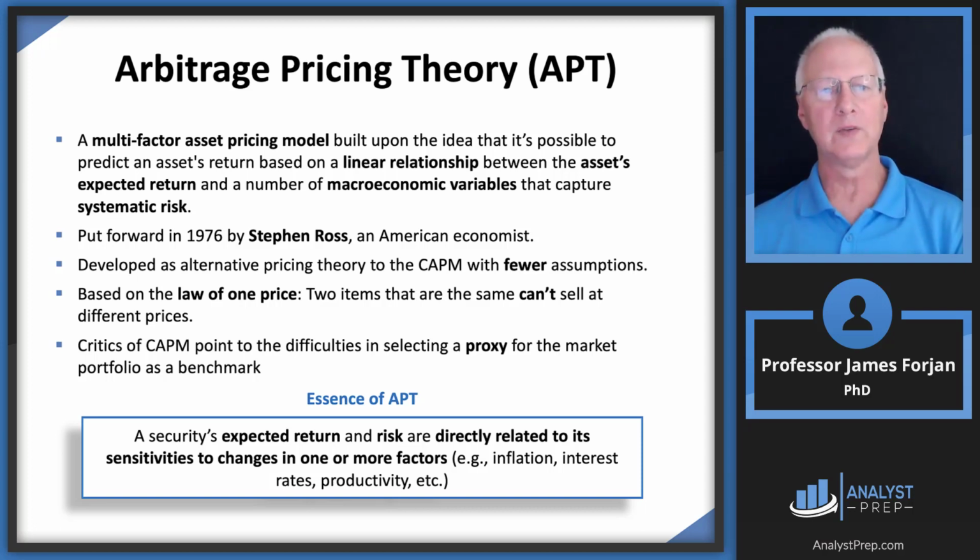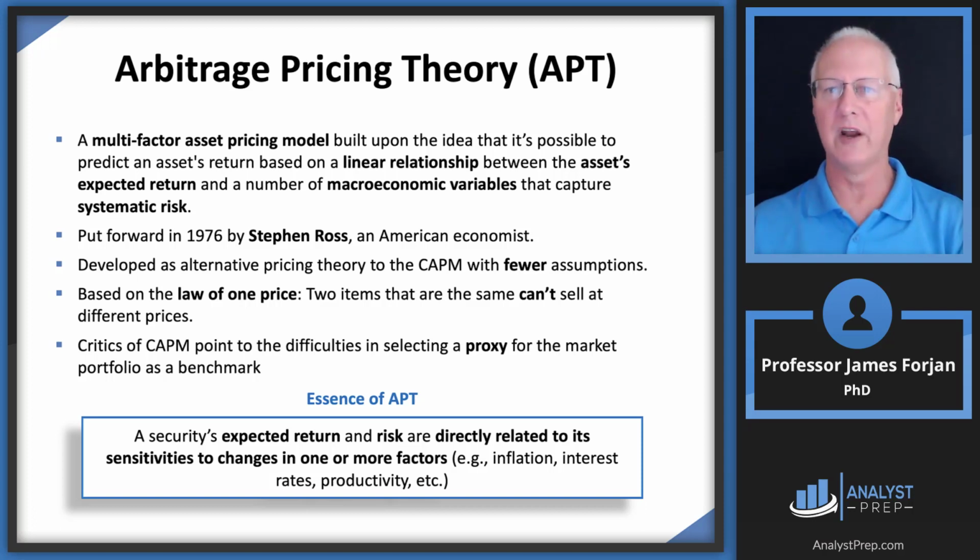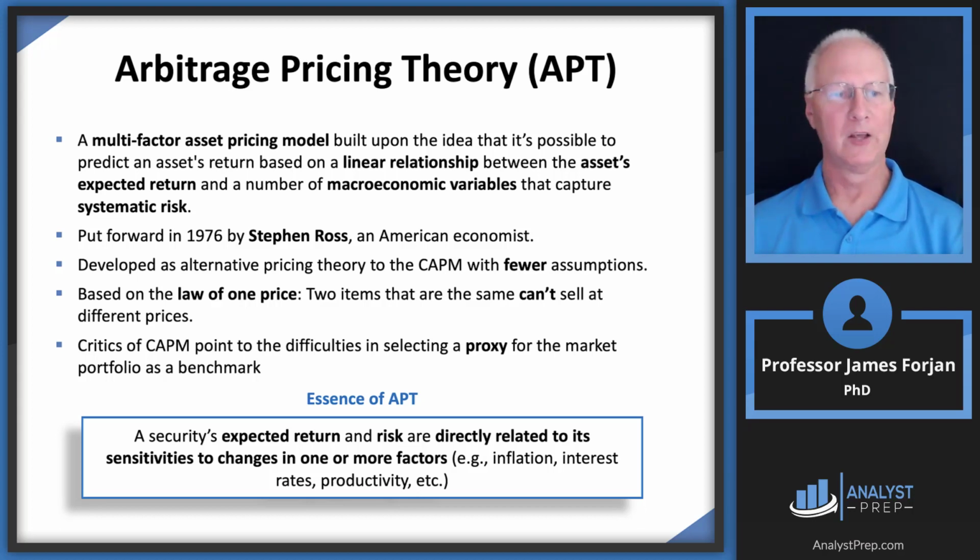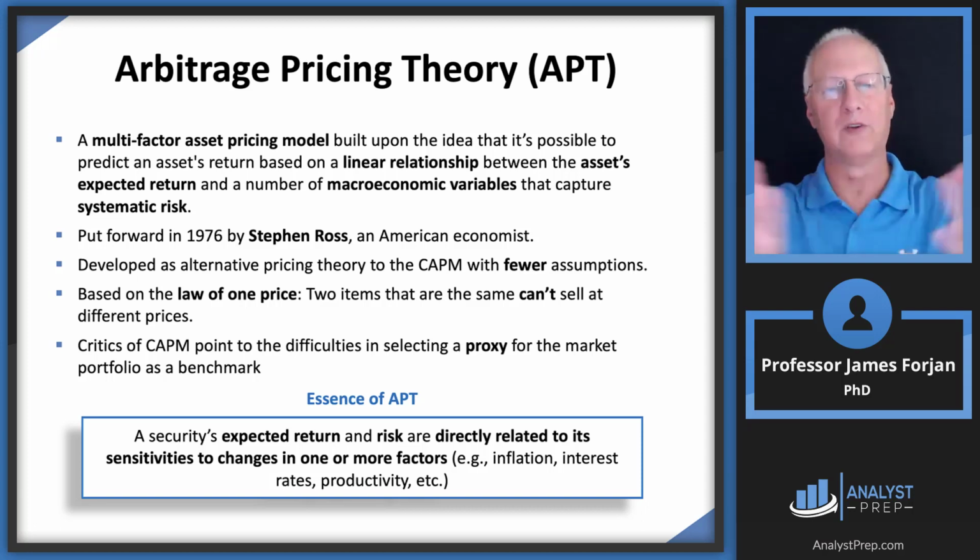And then we'll spend a little time talking about systematic risk. This is what APT tries to do. It says there are some variables out there, let me just pick a couple of obvious ones, like inflation, maybe exchange rates, maybe GDP, and those factors capture what is known as systematic risk. Now look at that third bullet point there: developed as an alternative pricing theory to the capital asset pricing model with fewer assumptions. There's R2-D2 pushing back on the walls.